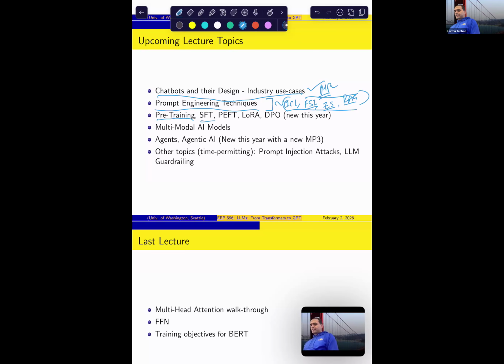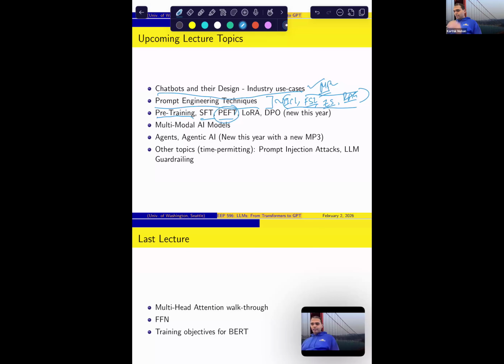We'll also cover pre-training, supervised fine-tuning, and PEFT, parameter-efficient fine-tuning, which is when you already have a fine-tuned model, but you want to customize it for an industry use case with minimal data. Like I only have 2,000 data points, and I want to make my LLM work better in my context. So that's PEFT. Let me just pause. Okay, so yeah, we'll cover PEFT. PEFT is very useful, it's very practical.